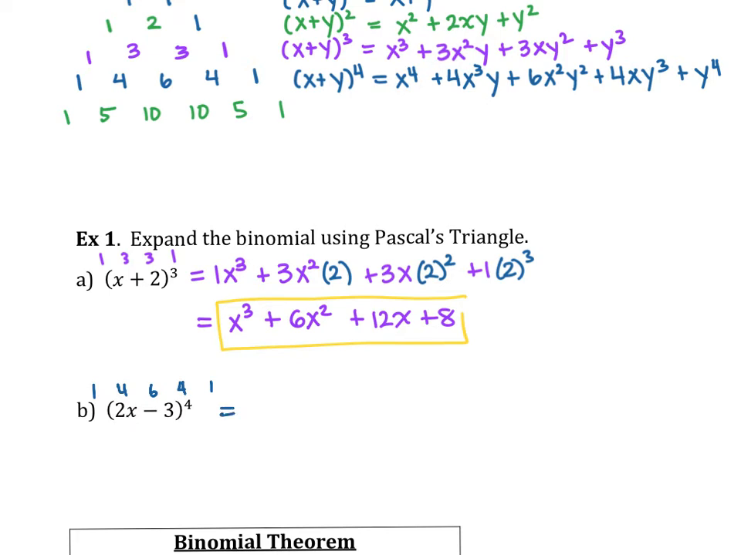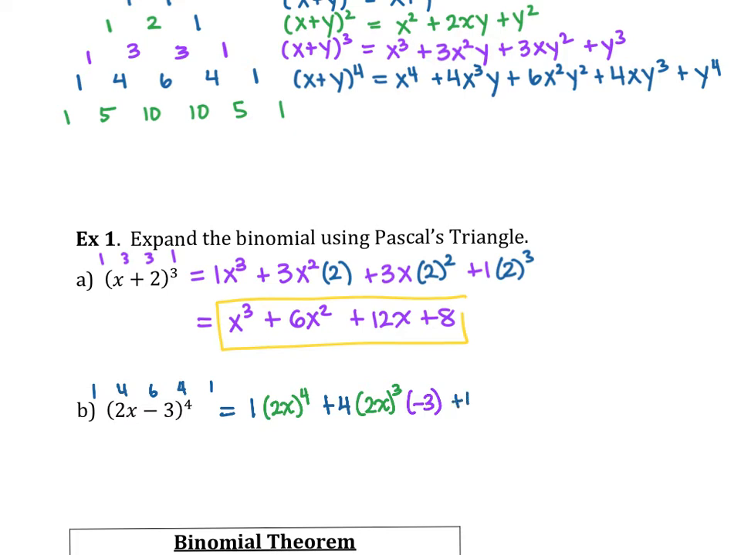Okay, the first coefficient should be 1. Normally I do x to the fourth, but in this case it's 2x to the fourth. The y is not there yet. Okay, the next coefficient should be 4. The 2x is going to go down a degree. And then the y, in this case it's negative 3, is going to appear. It's going to come up a degree.